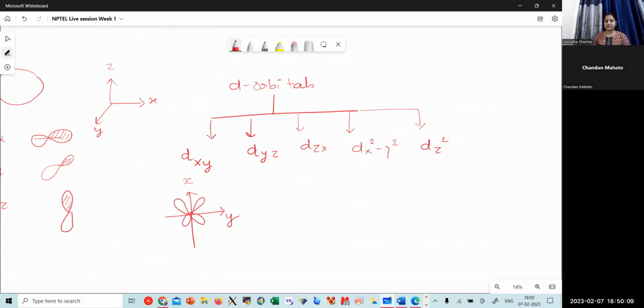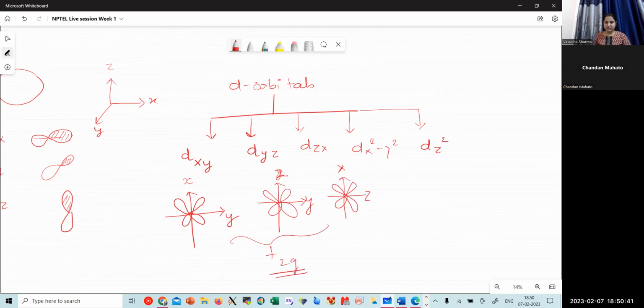So this is your dxy. Similarly, for yz, if I have y over here and z over here, again the lobes will be in between the axes. And similarly, if I change the axis from x to z, again it would have lobes in between the axes. So these are dxy, dyz, dzx, which come under the t2g orbitals that you will read later or you might have read.